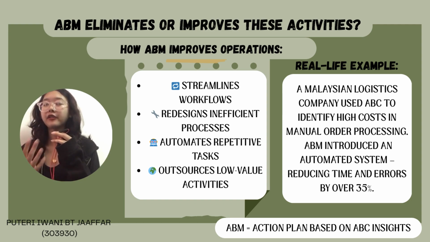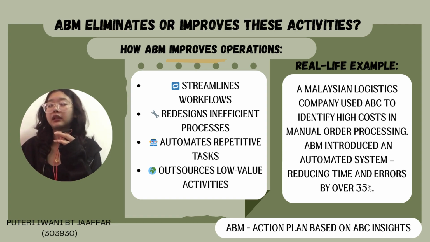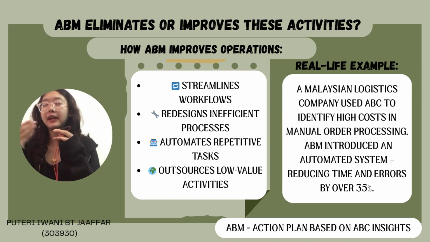Next up is outsourcing low value activities, meaning that if an activity is necessary but doesn't add any value, ABM may outsource it to another company that can do it at a much cheaper price. For example, a company can outsource printing and mailing invoices, which costs them much less than doing it in-house.